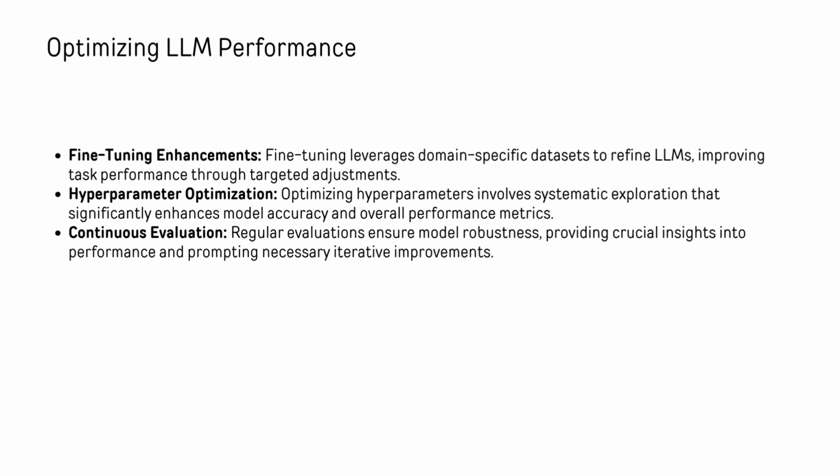This process tailors the pre-trained model's knowledge to specific use cases, improving accuracy and relevance. Additionally, hyperparameter optimization plays a critical role in enhancing performance by systematically fine-tuning key parameters such as learning rates, batch size, and network configuration. This careful adjustment can significantly boost model accuracy and efficiency.